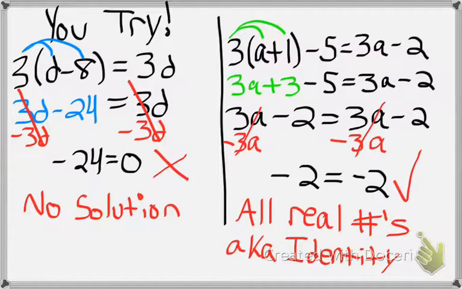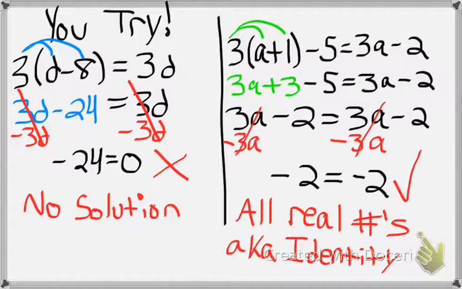So on the example on the right, you use the distributive property and then combine like terms. The +3 and -5, those combine to give us the -2. And then now you're going to move your a's all to one side, and you would find that they both would cancel, and you'd be left with -2 equals -2. That's a true statement. Therefore, all real numbers are solutions, aka it's called an identity.